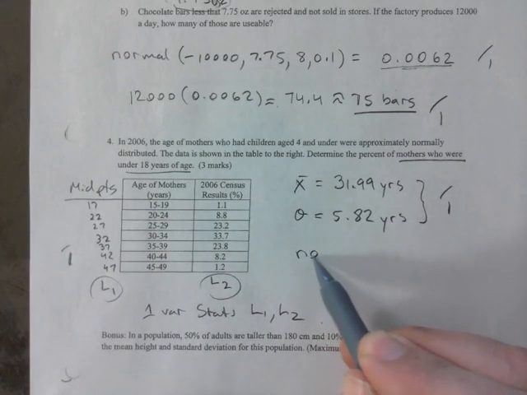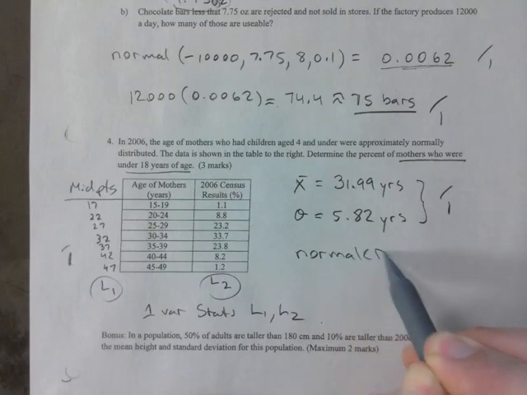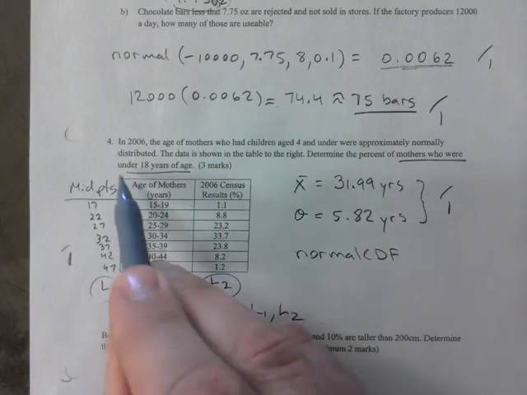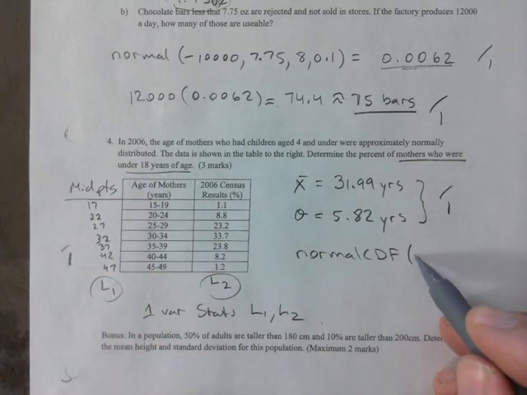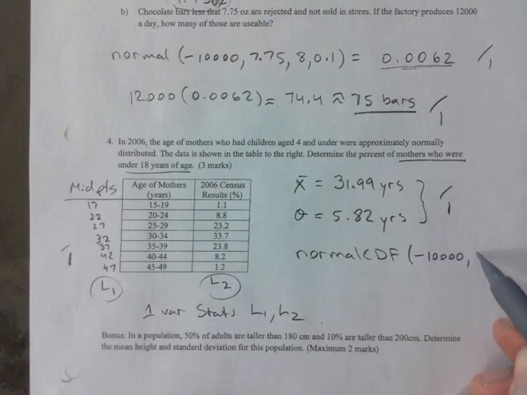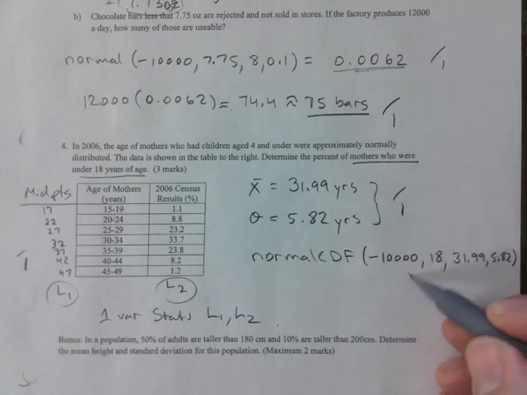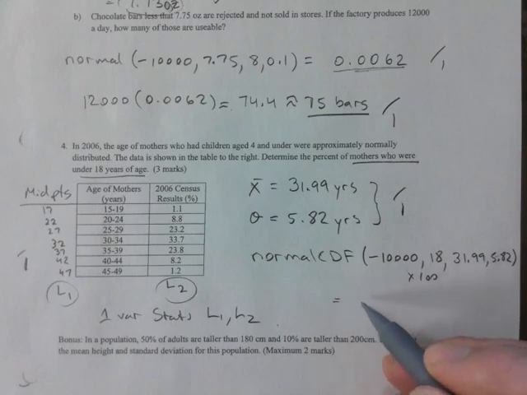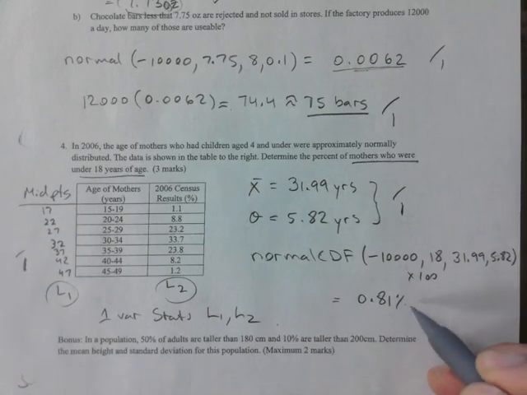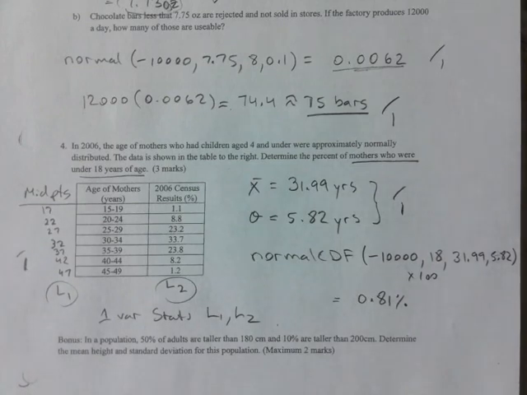Then, so now we want to find the percentage of mothers who were under 18. So we need to go under 18, so all the way up to 18 years, and then you just feed it the mean and the standard deviation as we just found, like these two go in here. You multiply that by 100, and you get 0.81%. Very small percentage of mothers are under the age of 18. Okay.